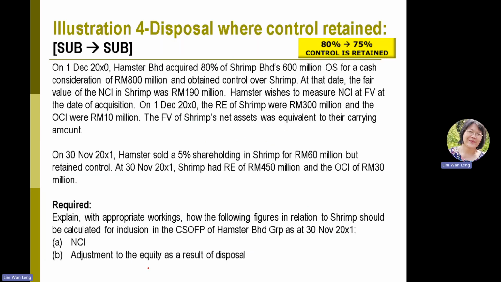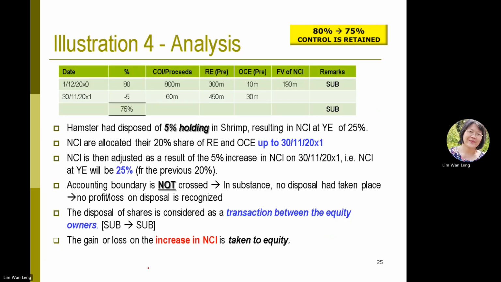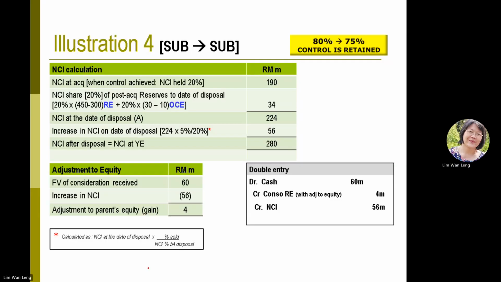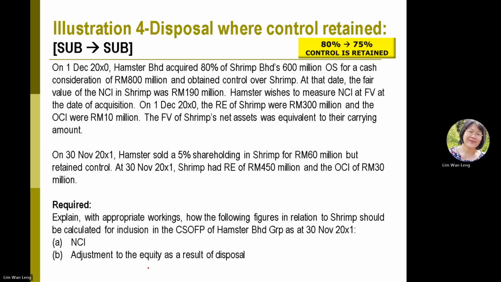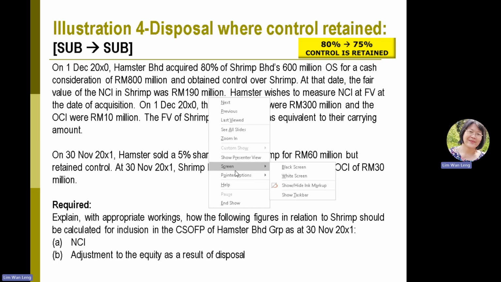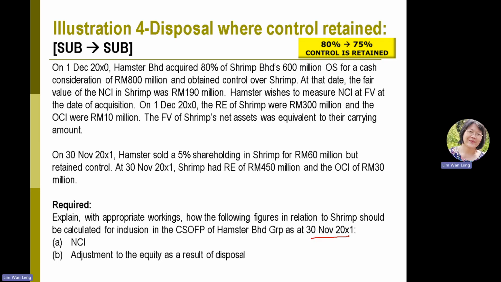that means between the parent and the NCI, you have to make an adjustment to the equity. So you look at illustration 4. Just have a quick look. So this one you have the year end as 30th November X1. Okay? So which means this is the first date, which is 1st December X0 to 30th November X1, 1 whole year only.